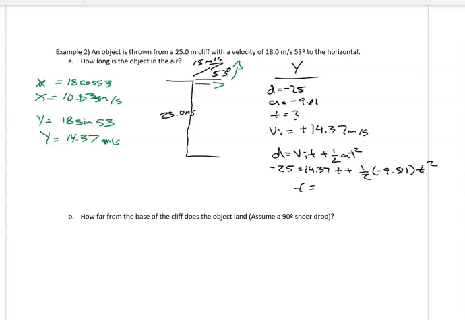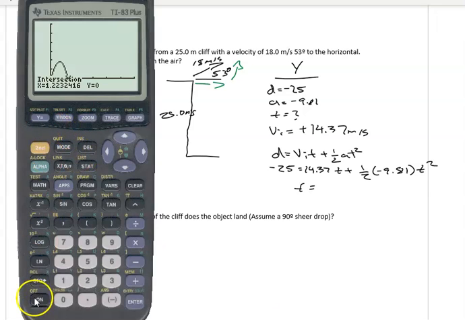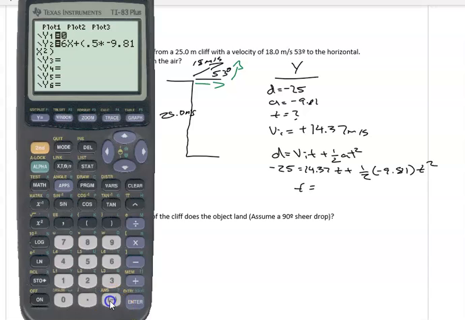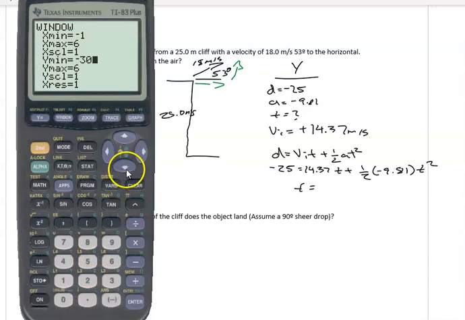And again, we're going to solve this graphically. Pulling up our calculator, our first y equals is negative 25. Our second one is 14.37x plus 0.5 times negative 9.81 x squared. So it'll look like this, and we're going to need to adjust our window settings because the displacement is negative 25, so we should go probably to at least negative 30 here.